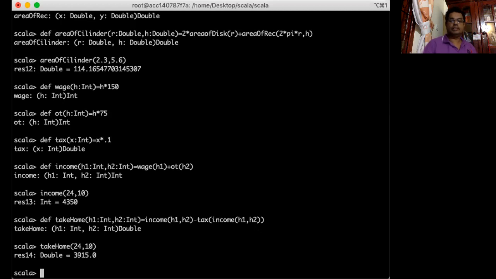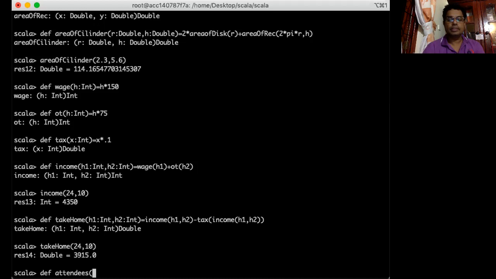of a theater. So let's say we want to write functions for that. I first write a function to find the number of attendees. I define a function for attendees. So that is, attendees is a function of ticket price. So let's say P integer is the ticket price.